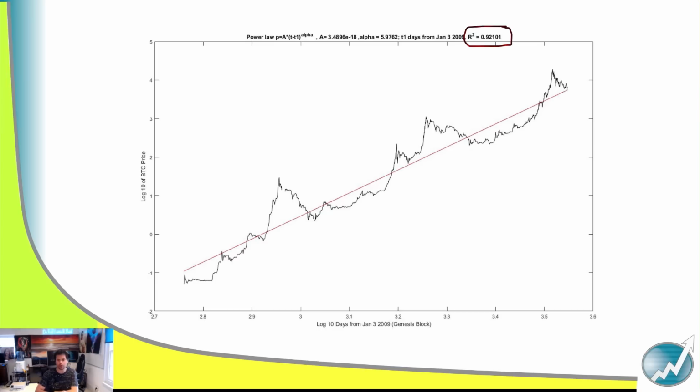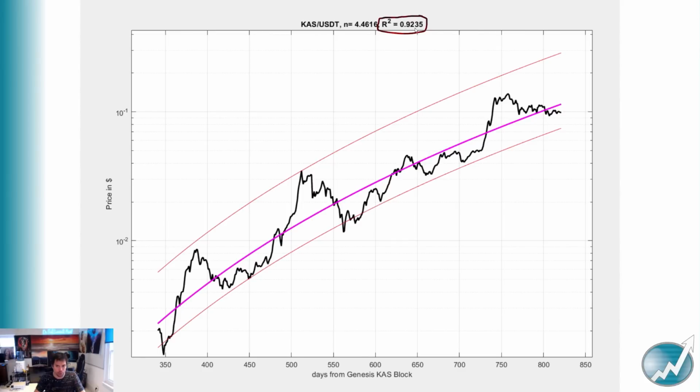And the crazy thing here, Kaspa is just over 2 years old, and in just 2 years worth of data, it already has a higher R-squared regression than Bitcoin did. So this was Bitcoin, the original Bitcoin, after 10 years worth of data. It had a 92.1% fit. Kaspa has a 92.35% fit with just 2 years of data, which is absolutely fascinating, because as Kaspa grows and as time progresses, it's only going to get more accurate. And so this is one of the reasons why I'm so fascinated with it.